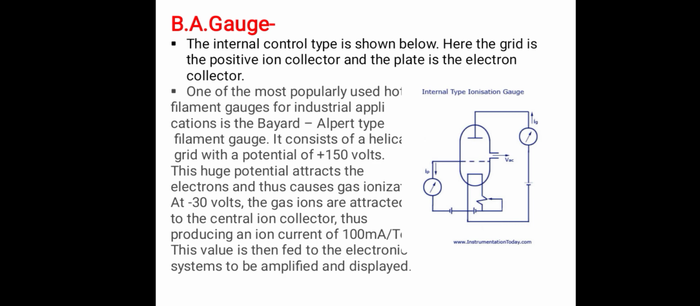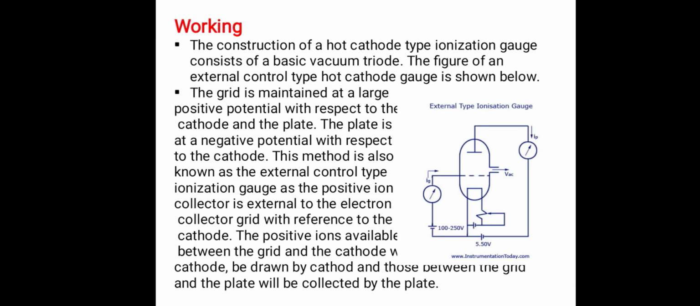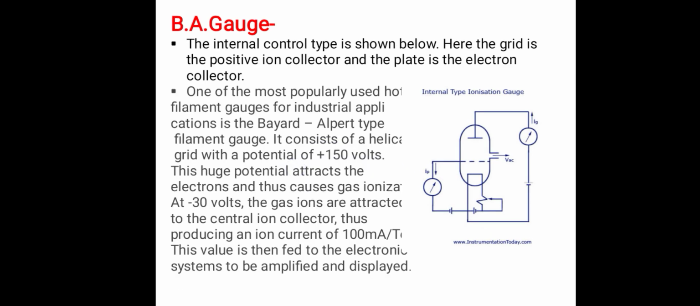Okay. Next one, BA gauge. See here, the internal control type is shown below. Here the grid is the positive ion collector and the plate is the electron collector. In the previous one, the grid is the electron collector and the plate is the positive ion collector, but here it is interchanged. Here the grid is the positive ion collector and the plate is just the electron collector.